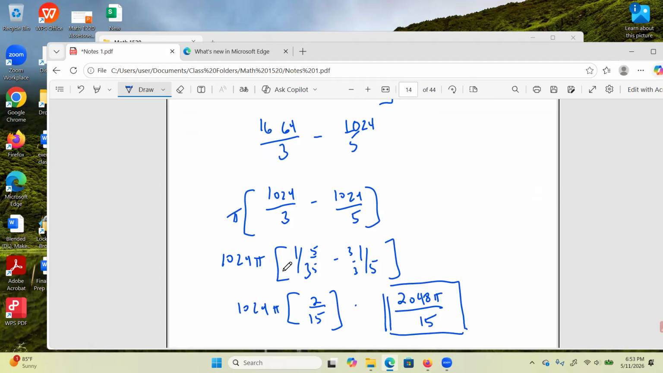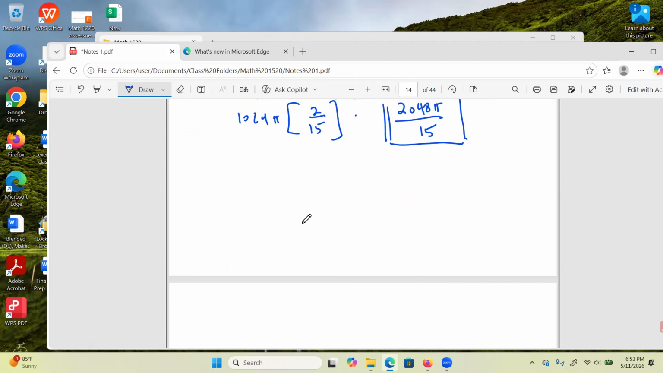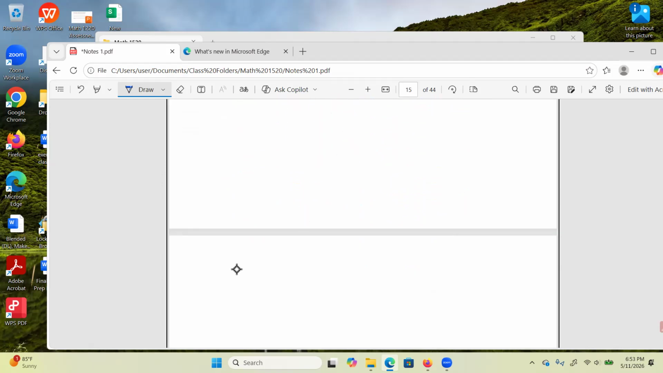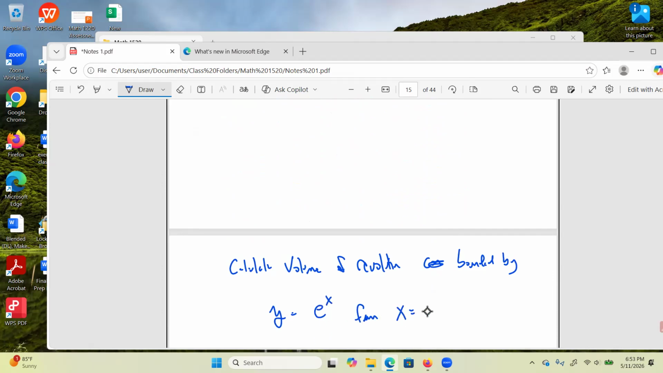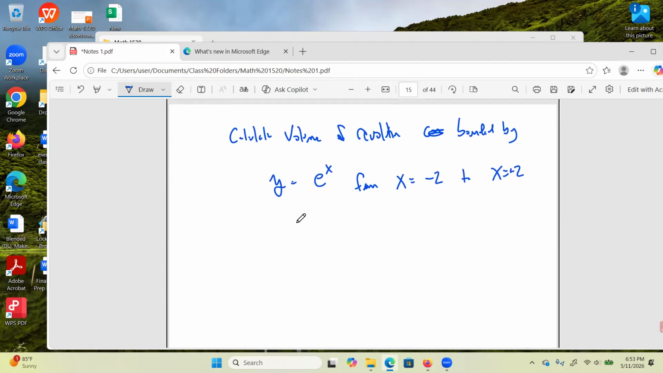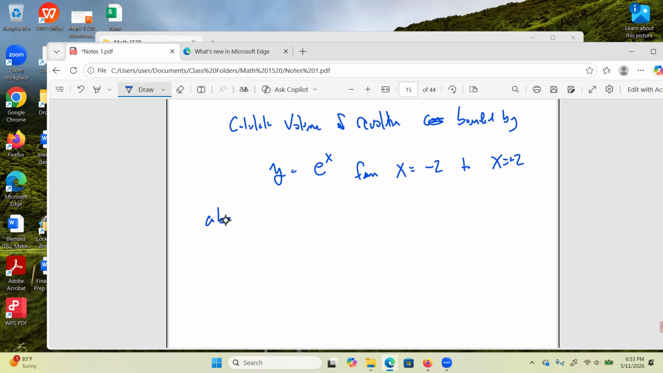All right. Next problem. What we're going to try to do now is find the volume of revolution bounded by y equals e to the x, from x equals -2 to x equals +2, about the x-axis.